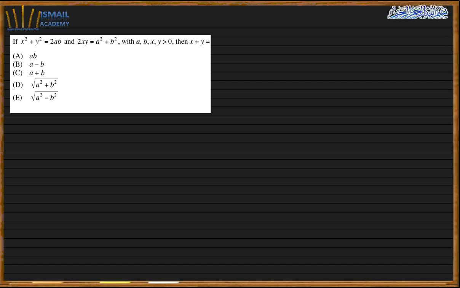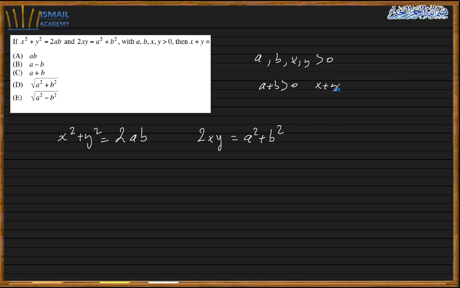Last question. So we have x squared plus y squared equal to ab, and we have 2xy equal a squared plus b squared. We know that a, b, x, y are all positive, which means that a plus b is positive and x plus y is positive. And this is very important.